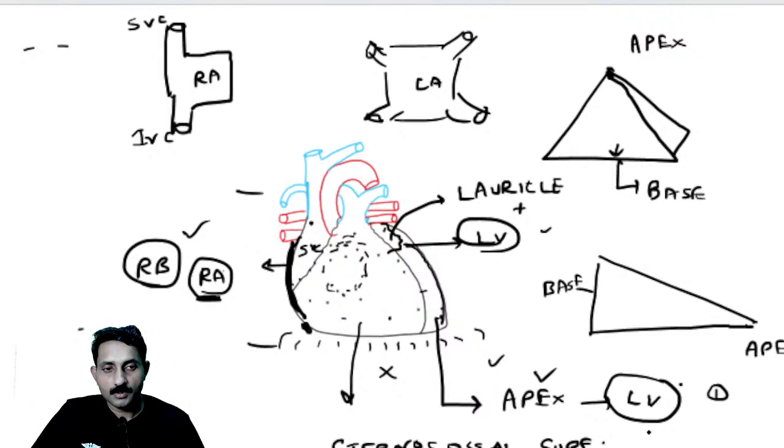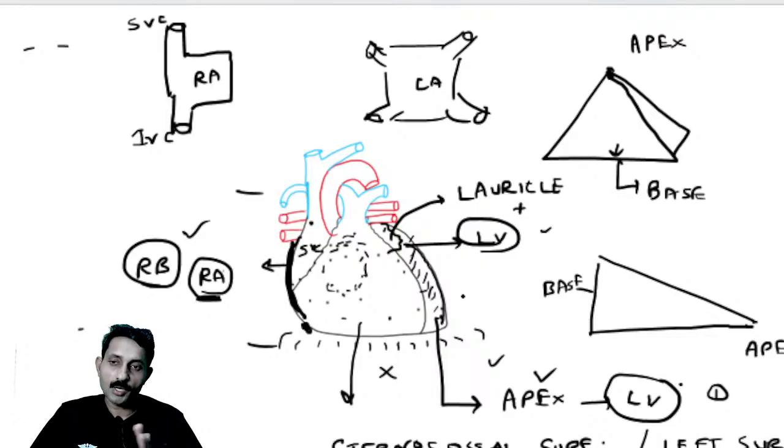If a question comes, what will form the left surface? There is one more surface called left surface. It should be left ventricle, along with left auricle also we can say. So sternocostal surface is mainly formed by right atrium and right ventricle. Left surface, this entire part.